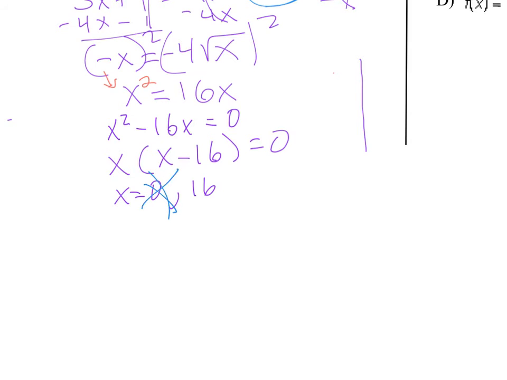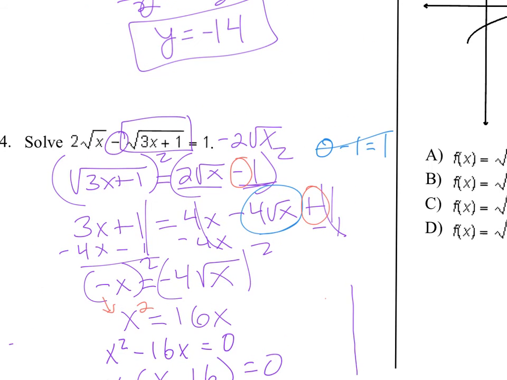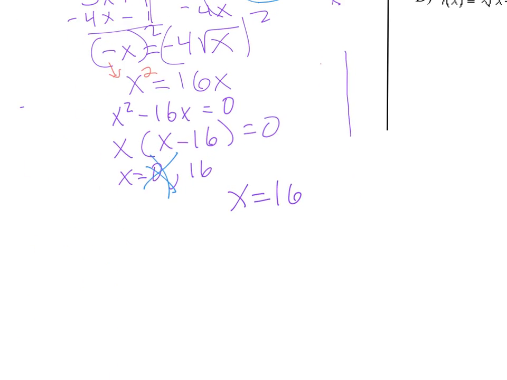So we cross out the 0, and our answer is x equals 16. You can try that one, but it will work. Let's see. I'll change to red so you can see that one. 2 times a square root of 16, 2 times 4 is 8. So we have 8 minus 3 times 16. Oh, that's easy. That's 48. Plus 1 is 49. Square root of 49 is 7. So 8 minus 7 equals 1. Yes, it does. Woohoo. So that's my answer.